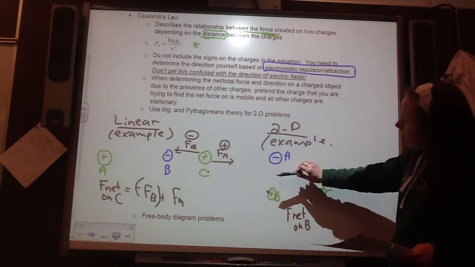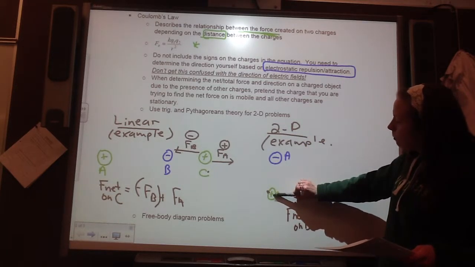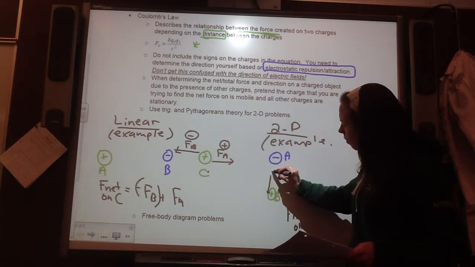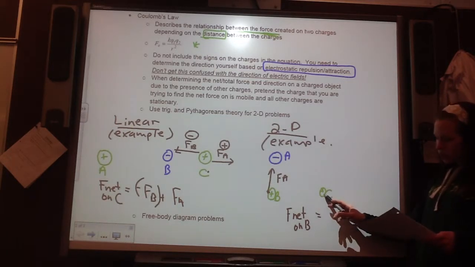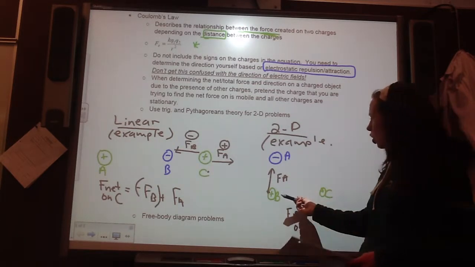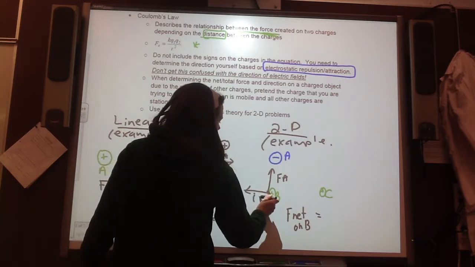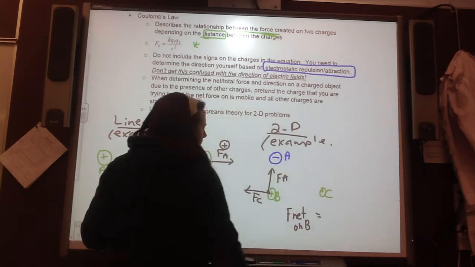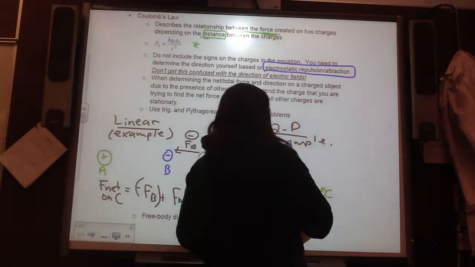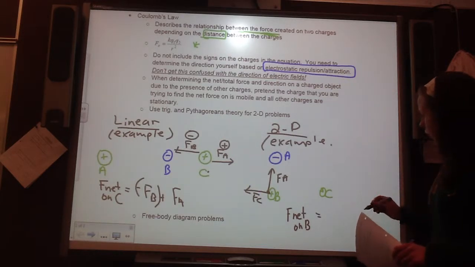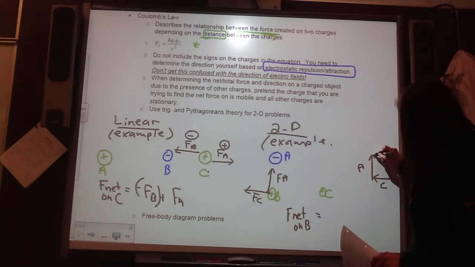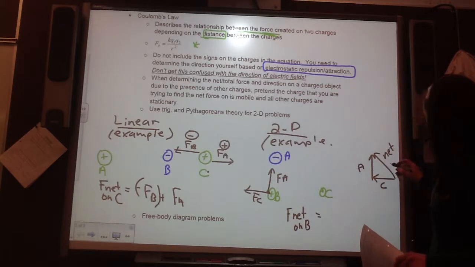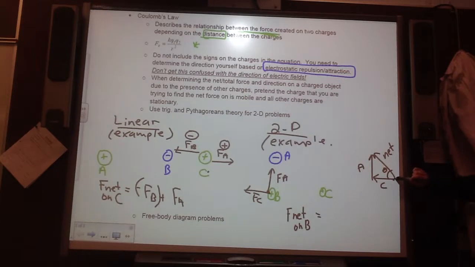Well, from A, A is going to be forcing B up, so I'm going to draw an arrow up for F of A. Now the charge on C is going to be forcing B to go this way, because they're repelling each other. So now you need to draw a new triangle that is tip to tail. Your new triangle has F of A, and here's F of C. Your hypotenuse will be your net, and here's your angle, which you start at the tip or the tail of your hypotenuse for your net.